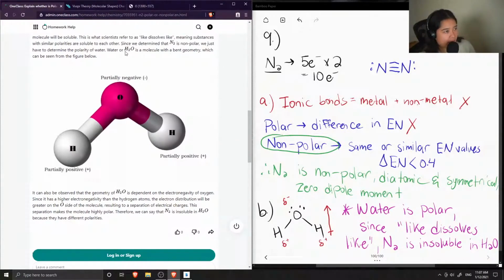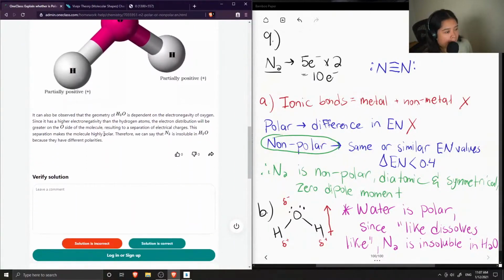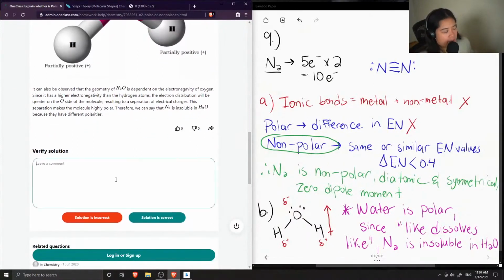Okay, so they showed the structure of water and how oxygen has a partially negative, partially positive side, making it a polar molecule. Then they said that N2 is insoluble in water because they have different polarities. Yep, so the solution is correct.